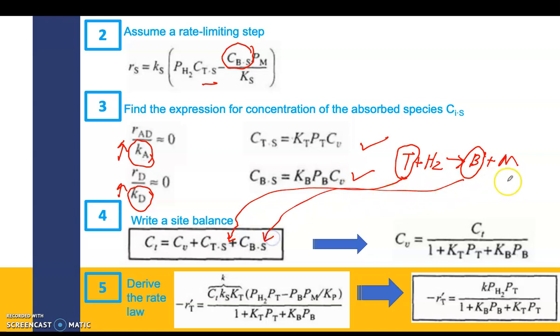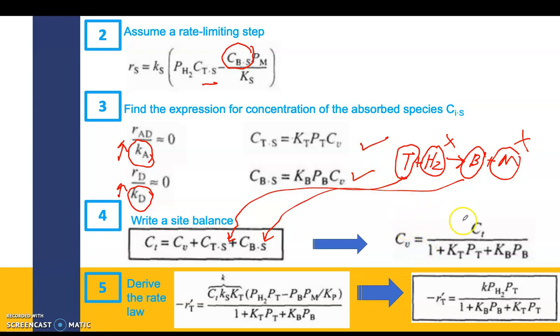Okay, there's no M, and also hydrogen will not be involved in the site balance because it doesn't occupy the active site. So by rearranging, CV becomes CV equals CT. This one you're going to plug or insert into this part.